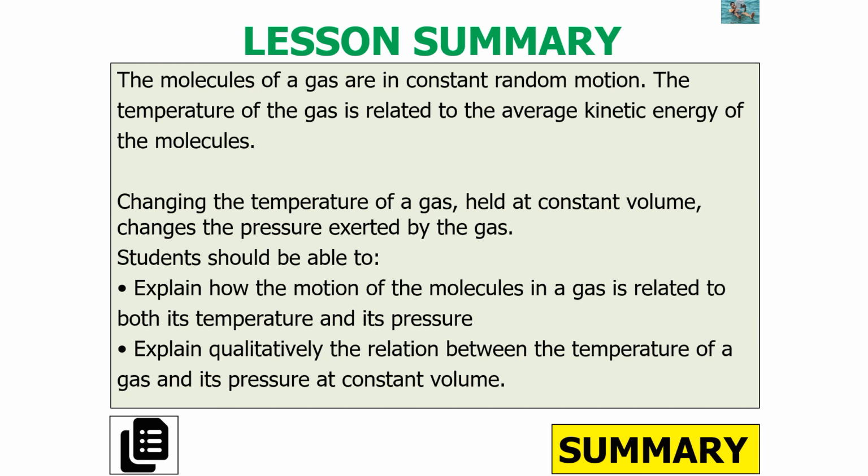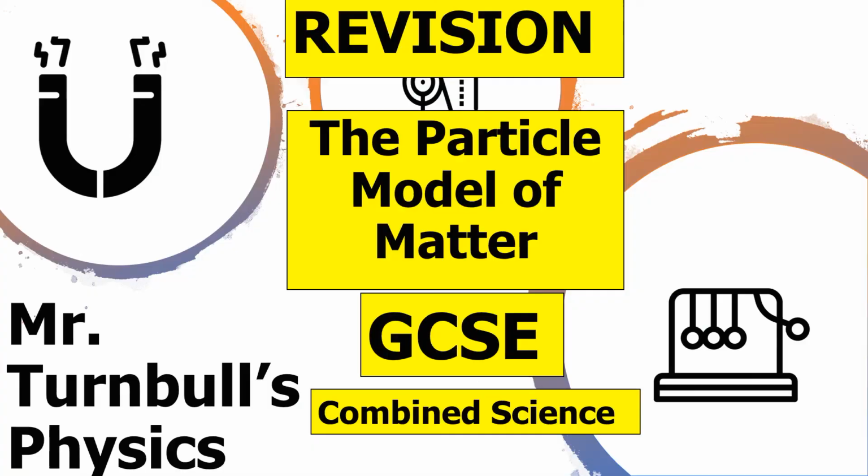Now the molecules of a gas are in constant random motion. The temperature of the gas is related to the average kinetic energy of the molecules, and changing the temperature of a gas held at a constant volume changes the pressure exerted by the gas. And you should be able to explain how the motion of the molecules in a gas is related to its temperature and its pressure, and explain the relationship between the temperature of a gas and its pressure at a constant volume.